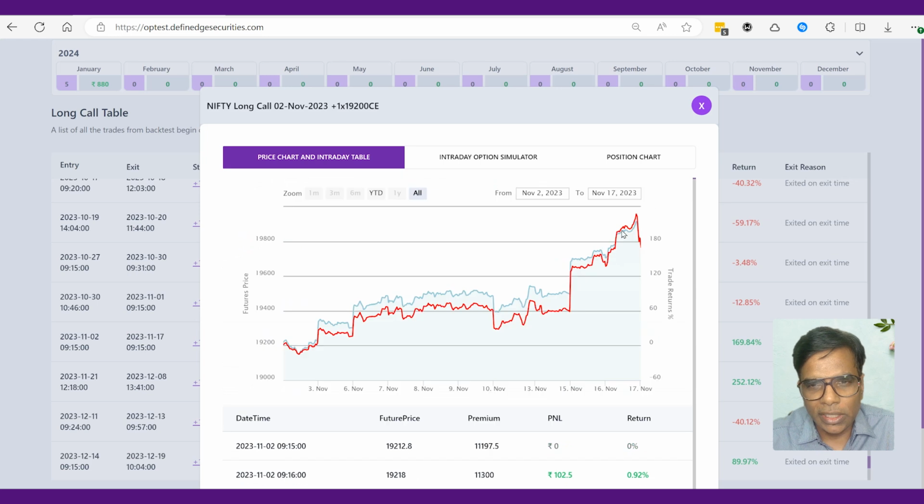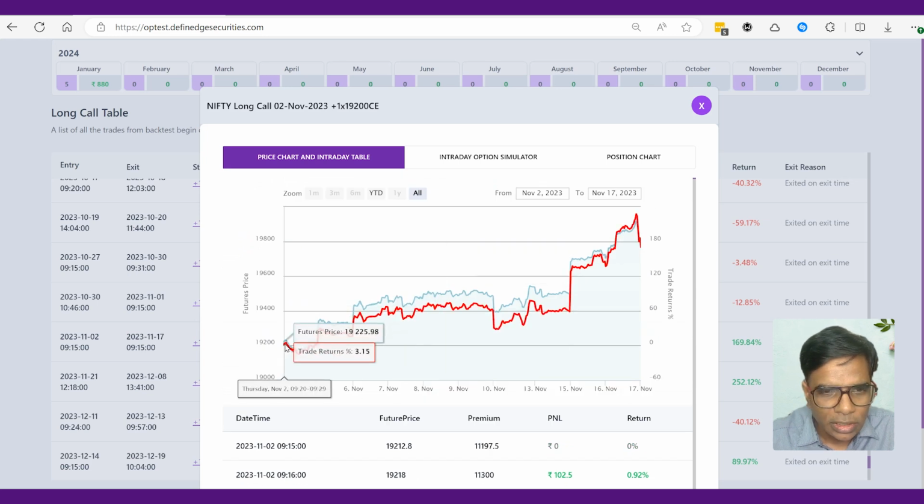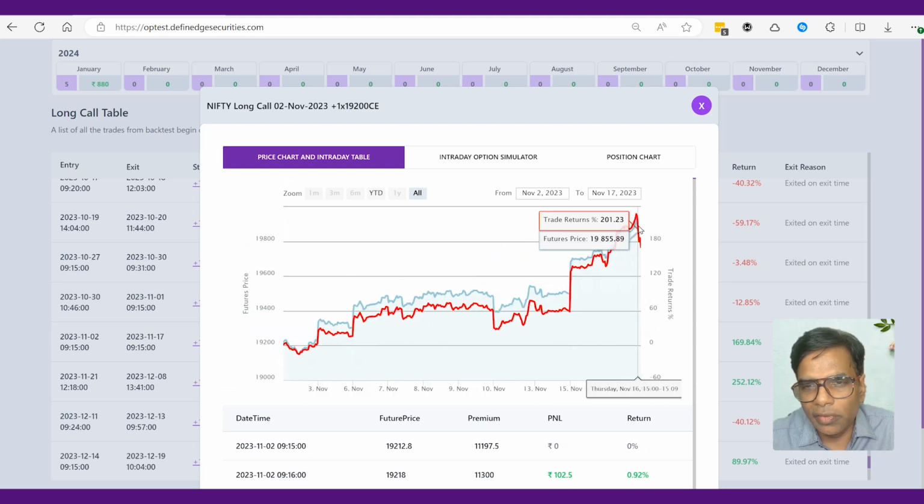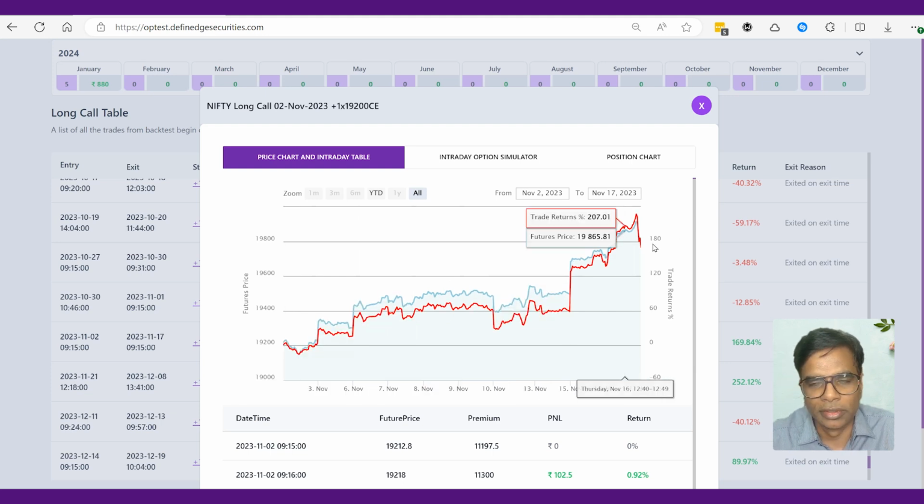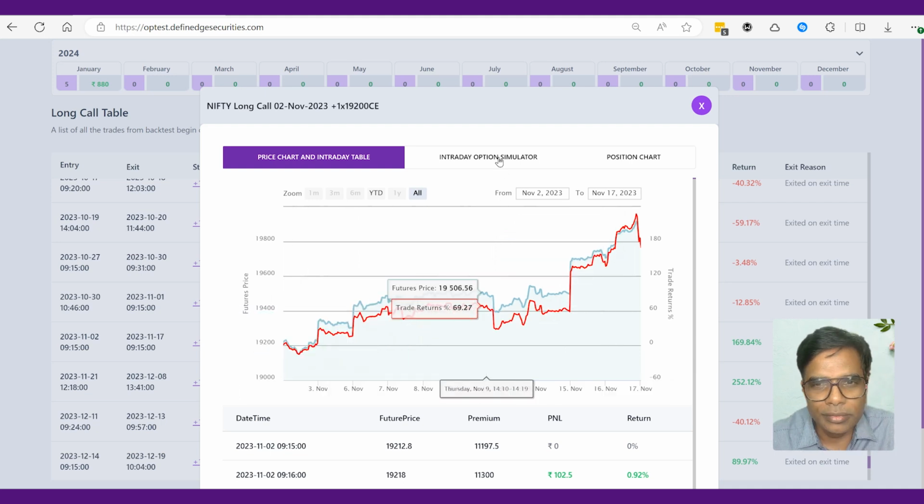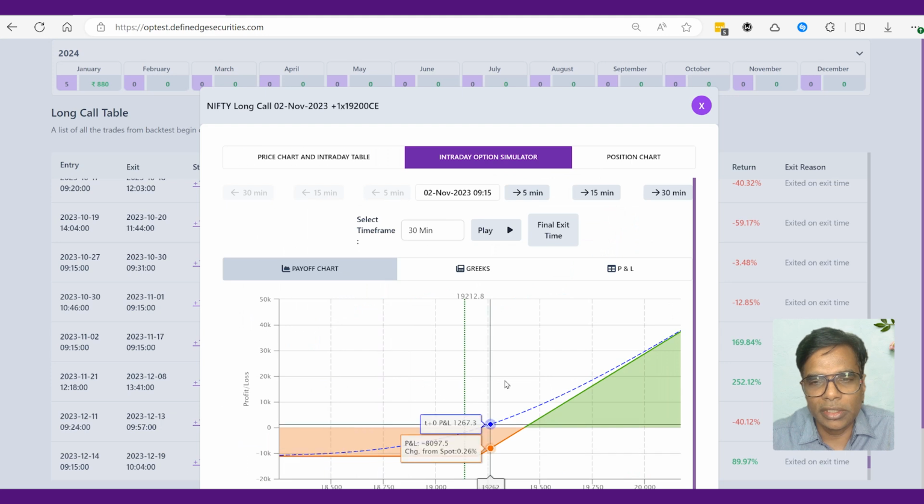So basically what happened here is, we entered our long call when the futures price was 19,225, and exited when the future price was 19,805. 805 minus 225, almost 600 points of gain that we made using the long call option. Okay. Now again, you can simulate this if you want.